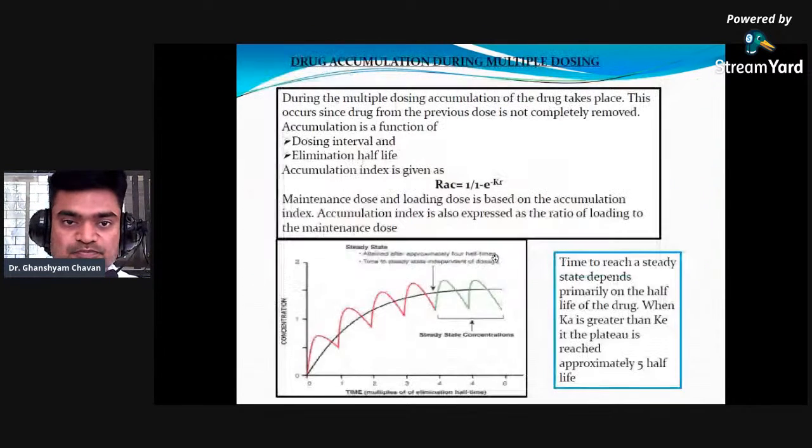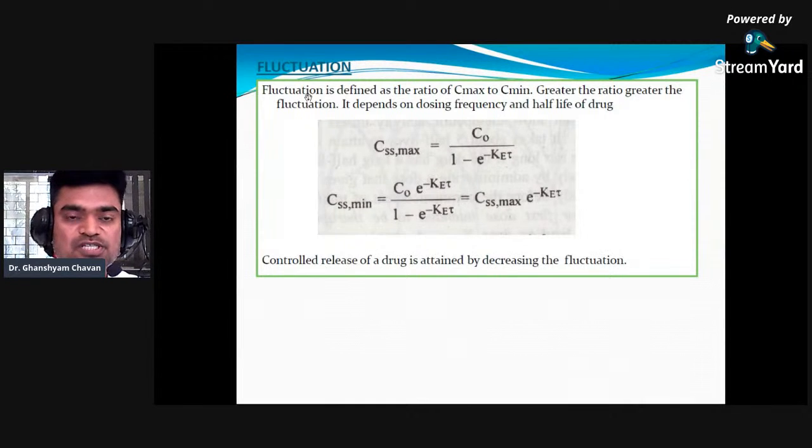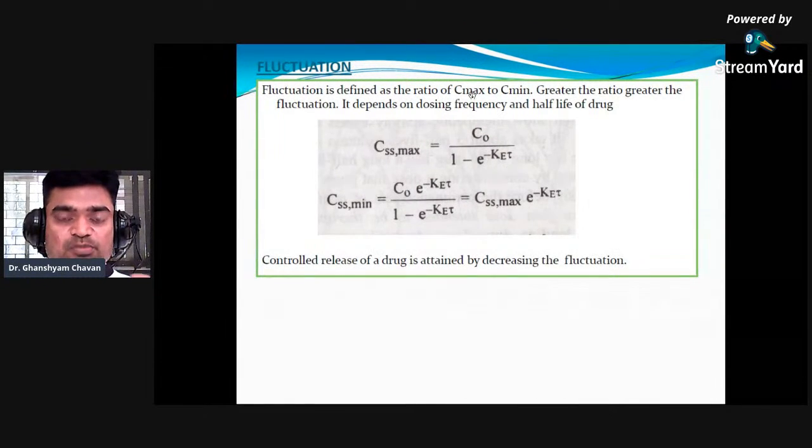Fluctuation. Fluctuation is defined as the ratio of Cmax to Cmin. The word fluctuation means increasing and decreasing very fast, like the fluctuation of readings in a weighing balance. So you have fluctuations from Cmax to Cmin.